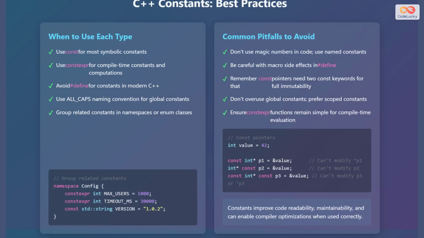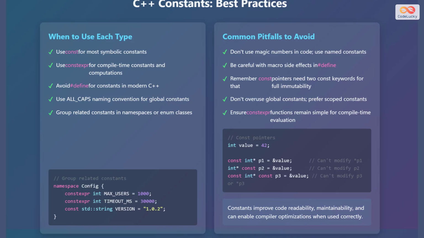Let's summarize the best practices for using constants in C++. When it comes to choosing which method to use, it's recommended to use const for most symbolic constants. Use constexpr for compile-time constants and computations. Avoid #define for constants in modern C++. Follow the all_caps naming convention for global constants to clearly indicate that they are constants. Group related constants in namespaces or enum classes to improve code organization.